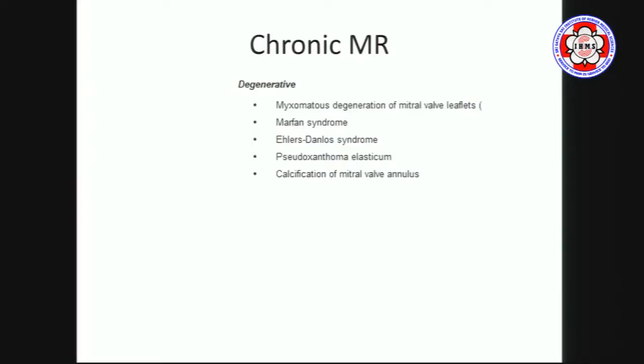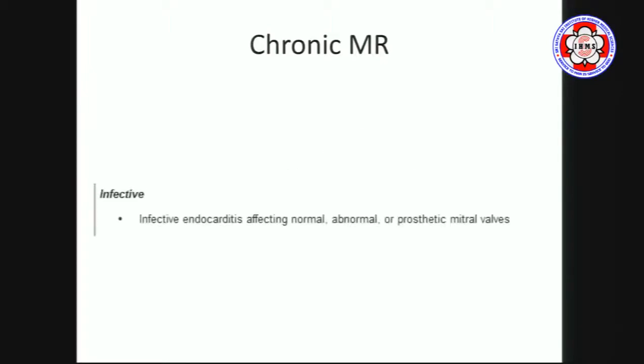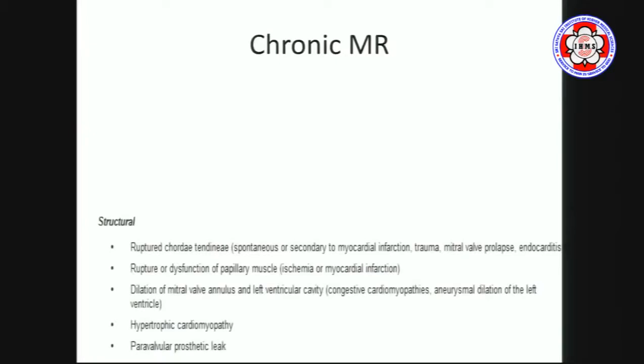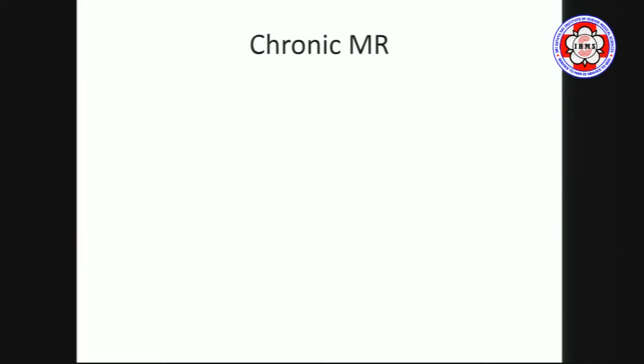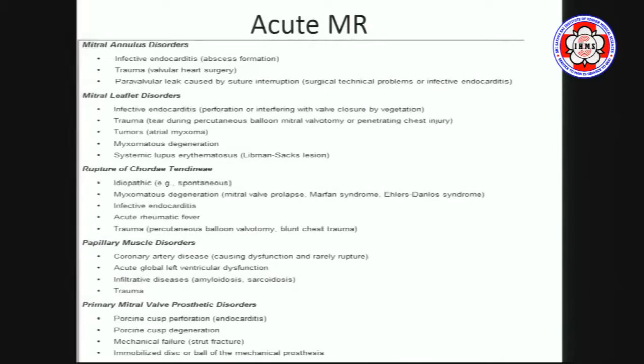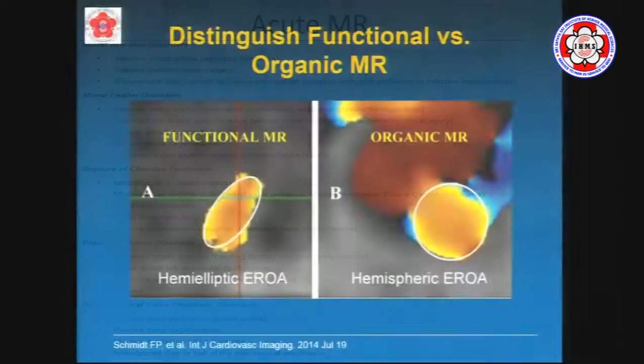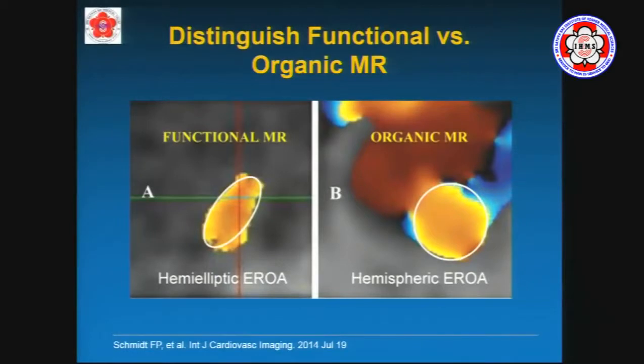And these are all things that, for the students in the audience, you could be asked about on your examination. Infective endocarditis, of course, is a classic cause. Structural diseases like disorders of the chordae tendineae, papillary muscles, and so forth. And then congenital disorders like cleft mitral leaflets and various types of disorders that they're associated with. That's chronic MR. And then, of course, there's acute MR. And basically, this involves disorders of the annulus, leaflets, and the various structures of the mitral valve. So there's a whole lot of etiologies.